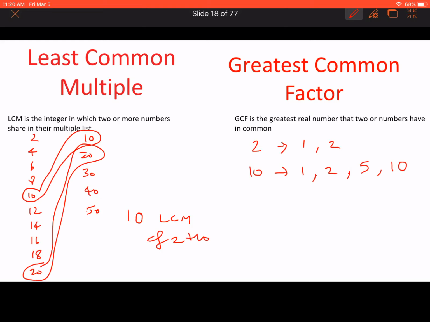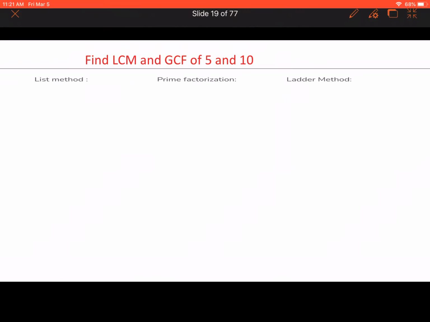The same example, we will take 2 and 10. The factors of 2 are listed as 1 and 2. The factors of 10 are found to be 1, 2, 5 and 10. Of these, 1 and 2 are the common factors for both these numbers. So the product of these two factors is 2, which is going to be the GCF of 2 and 10. Okay. So we will do more problems like this.